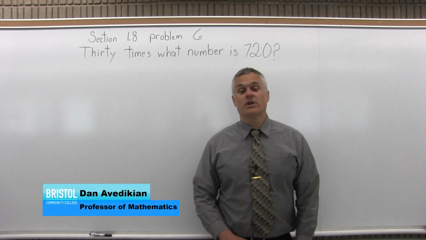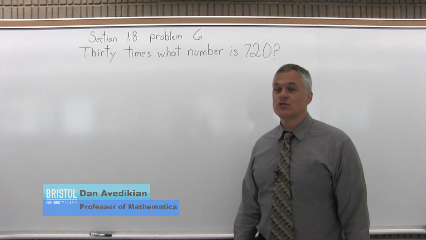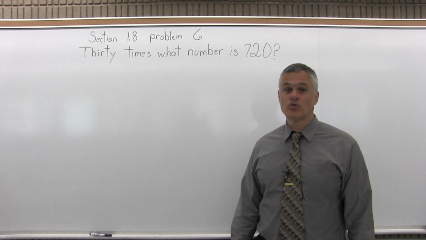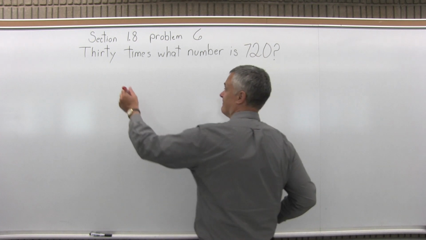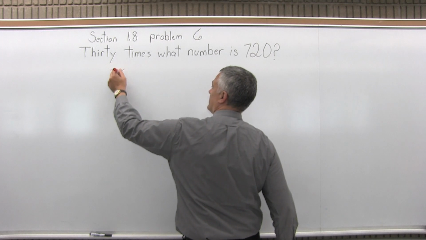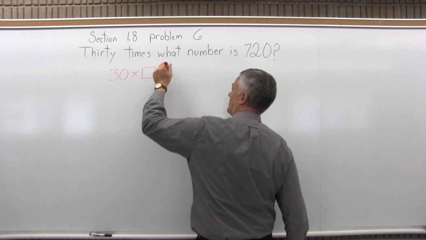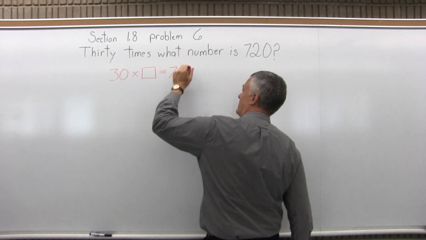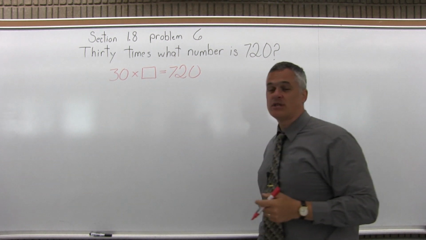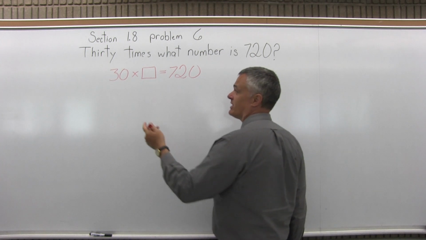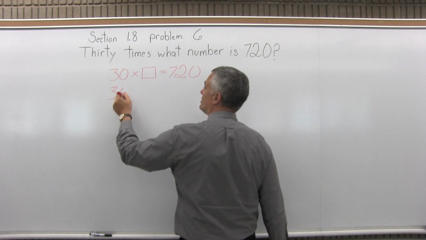This is Section 1.8, Problem 6. It says, 30 times what number is 720? So we have 30 times some number that we'll figure out is 720. There are a couple of approaches that you can take to solving a problem like this. You can just start putting in numbers, and eventually you get the answer.